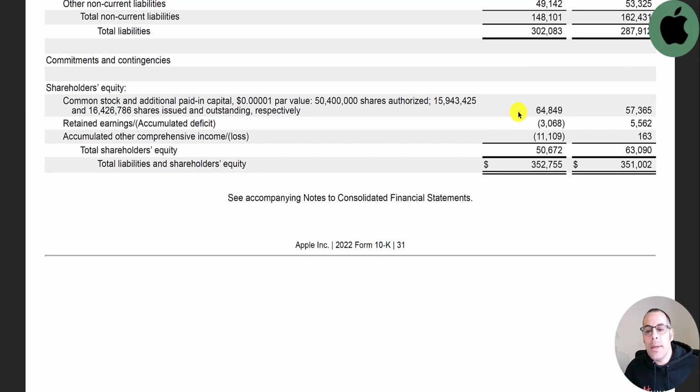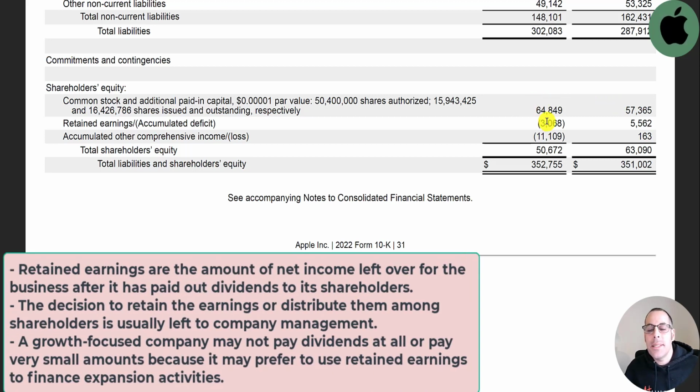Then you have equity, $57 billion in common stock and additional paid-in capital. That grew to $65 billion. But look at their retained earnings. It's negative. They have an accumulated deficit of $3 billion. Last year was $5.6 billion. Retained earnings is the sum of all the company's prior net incomes minus the sum of all the dividends they paid out. But we know they're a profitable company. How come they have negative retained earnings?